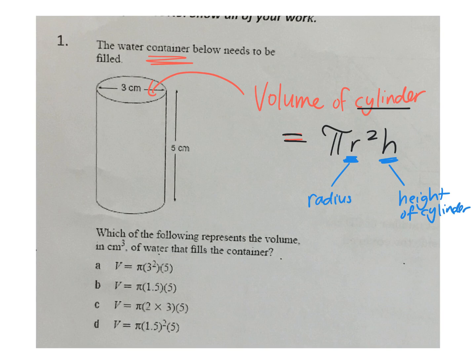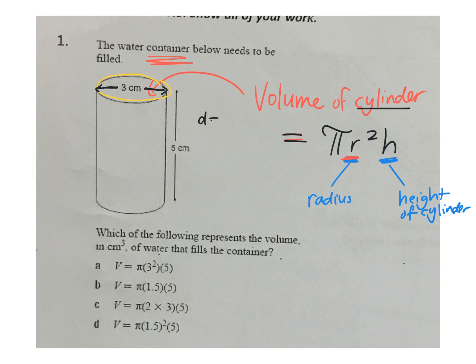So this question says, which of the following would represent the volume in centimeters cubed of water that fills the container? You don't even have to calculate it. You just have to figure out which answer is correct, which is the correct formula. So let's look at the diagram for a second. What does 3 centimeters represent? Is it the radius? Or is it the diameter? It's the diameter, because these arrows indicate that it's the total distance from one edge to the other.